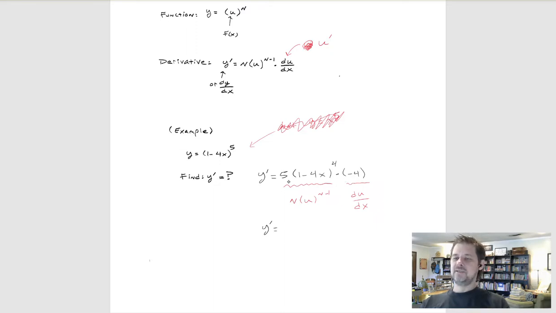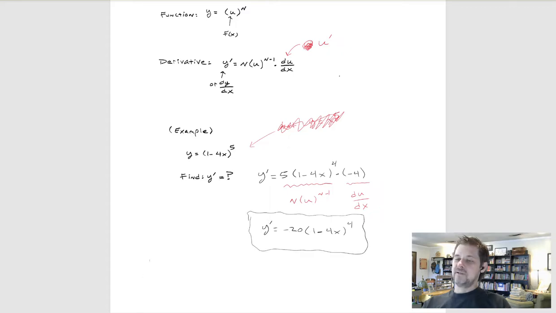This is all multiplication. It says 5 times 1 minus x to the fourth power times negative 4. I can multiply the 5 and the negative 4, and I might as well do that, and that's negative 20. So my final answer will be like this: negative 20 times 1 minus 4x to the fourth power. I cannot reduce it any more than that.